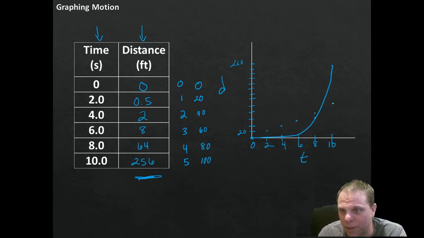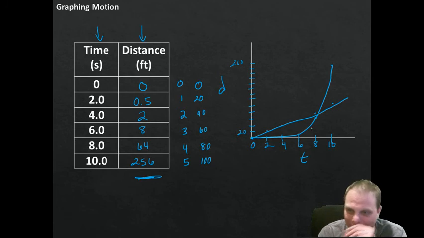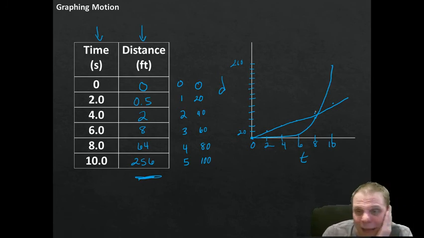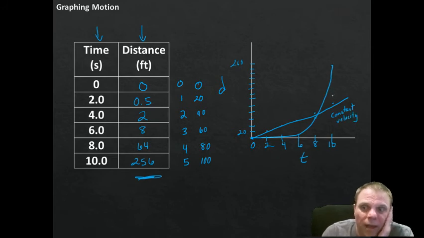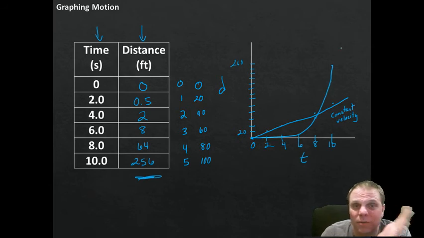Okay, so this should be basically a straight line. Pretend like I'm drawing a straight line here. I wasn't. I tried. Anyway, this is different. So this straight line would be constant velocity. Okay. And so constant velocity is going to be a straight line. And then if it's not constant velocity, then it's going to have some sort of change in the line.